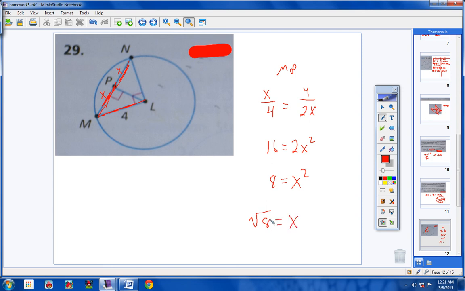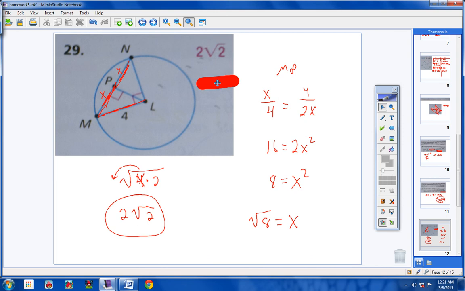Now you can simplify the square root of 8 into the square root of 4 times 2. We know the square root of 4 is 2, so put a 2 on the outside. And there's your answer: 2 square root of 2. I don't think the directions said that you had to write your answer in radical form, so I would accept this as an answer, or decimals also. Either way would be fine. Alright, number 30.